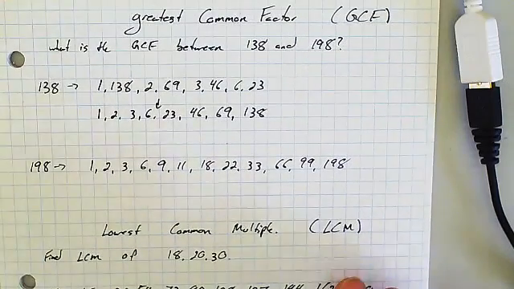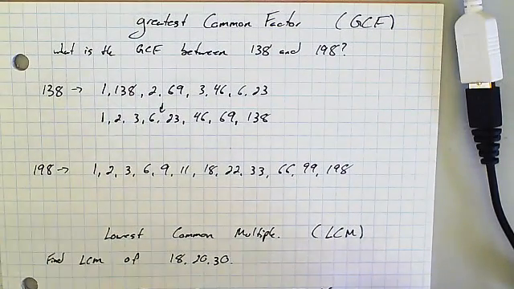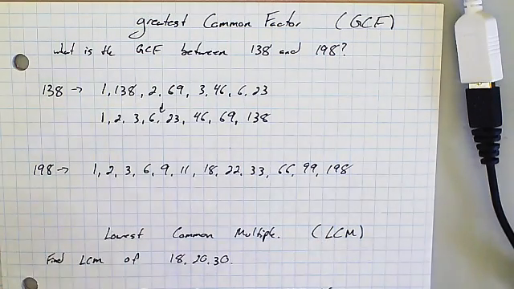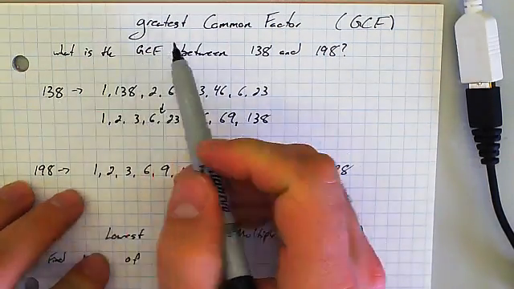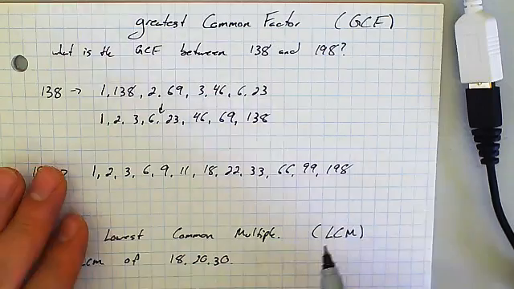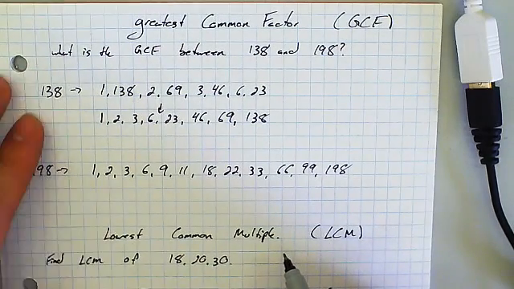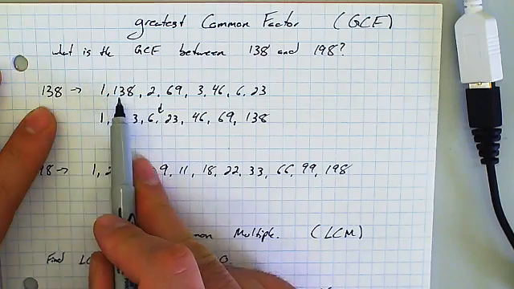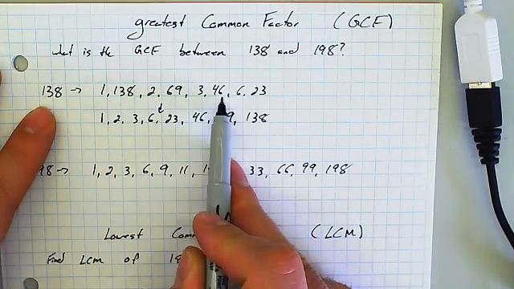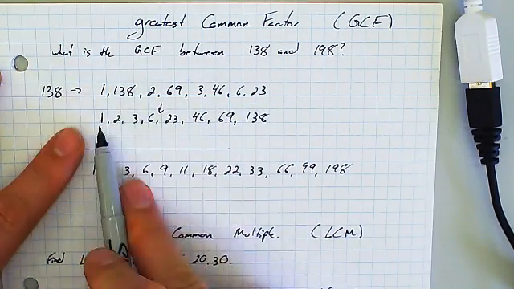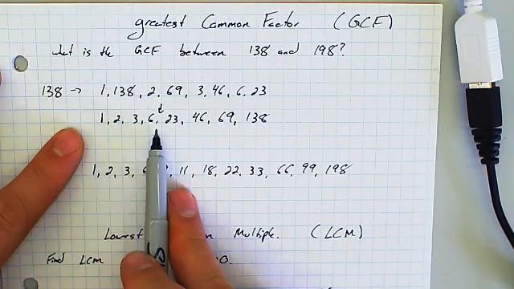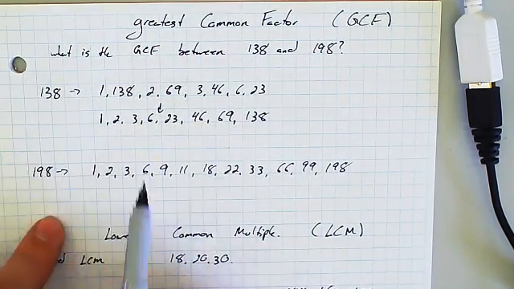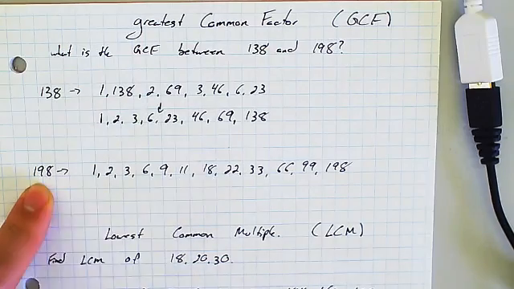Again, back to grade 9, we're going to talk about the greatest common factor. So greatest common factor, you want to look at all the factors given for two numbers and see which of them they share in common. The fact that it's the greatest just means which is the largest one they share in common. So we have 138. We have all the factors of 1 and 138, 2 and 69, 3 and 46, 6 and 23. If I reorganize that, I get 1, 2, 3, 6, 23, 46, 69, and 138.